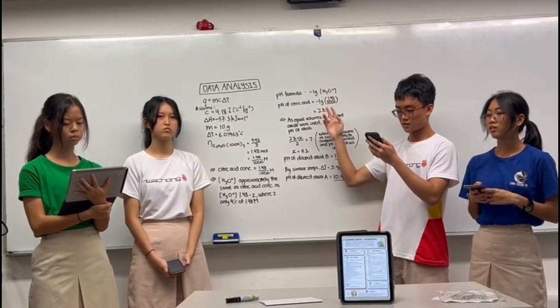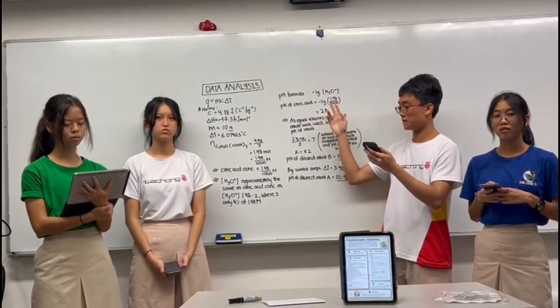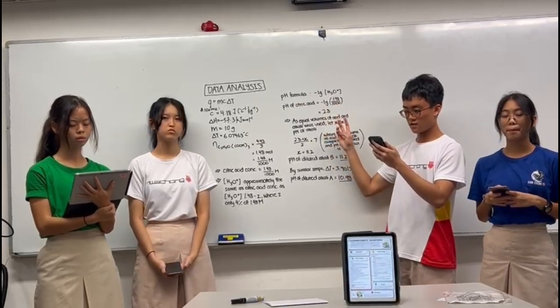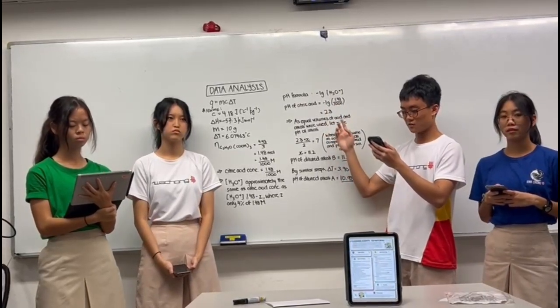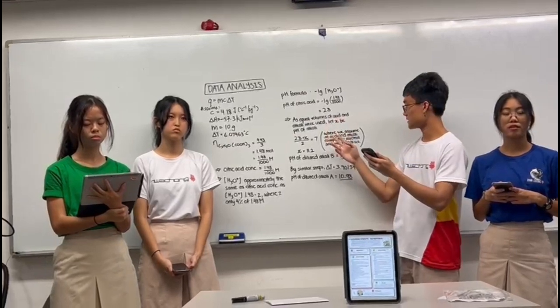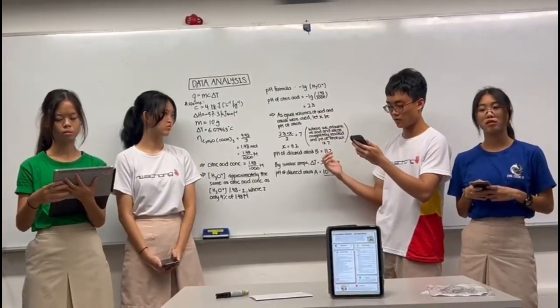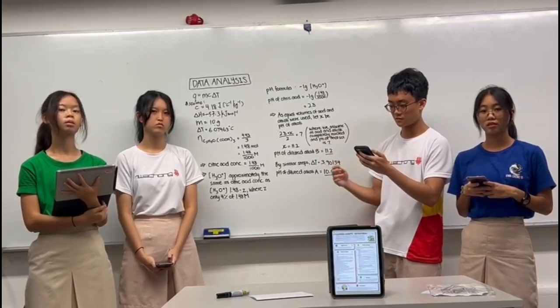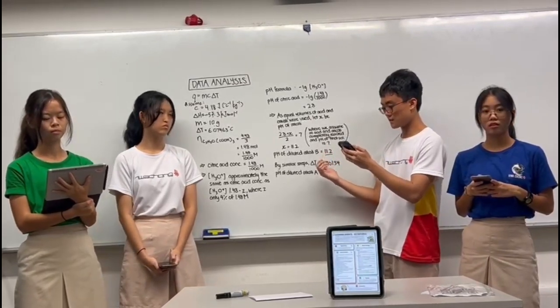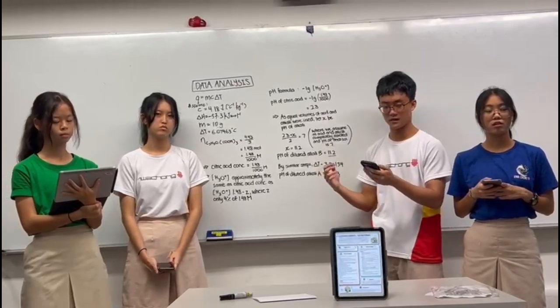Using the pH formula over here, pH equals negative log of hydronium ion concentration, we found the pH to be 2.8. As the volume of acid and alkali are equal, we let X be the pH of the alkali, giving us the equation (2.8 plus X) over 2 equals 7, where X is 11.2. Therefore, the pH of alkaline cleaning agent B is 11.2. We repeated these calculation steps to find the pH of alkaline cleaning agent A, which gave a pH of 10.98.